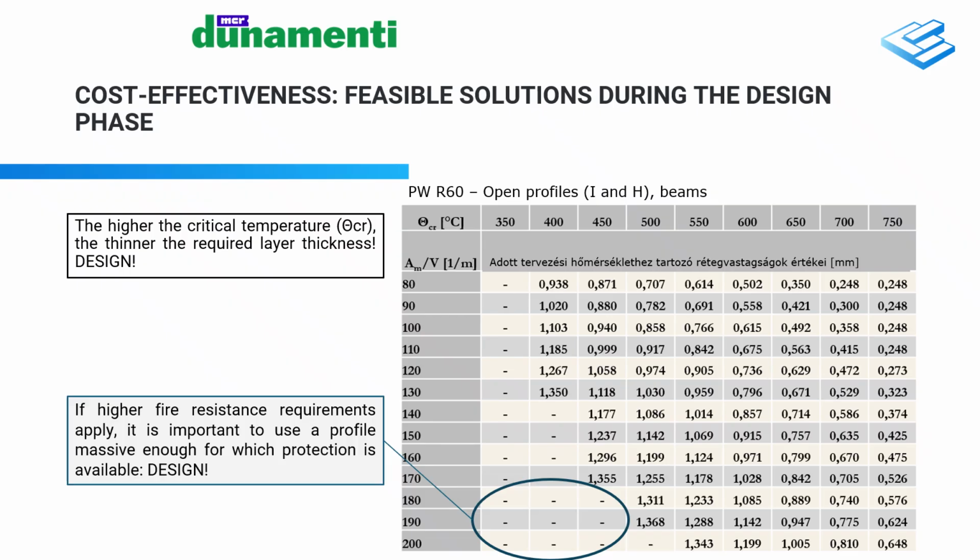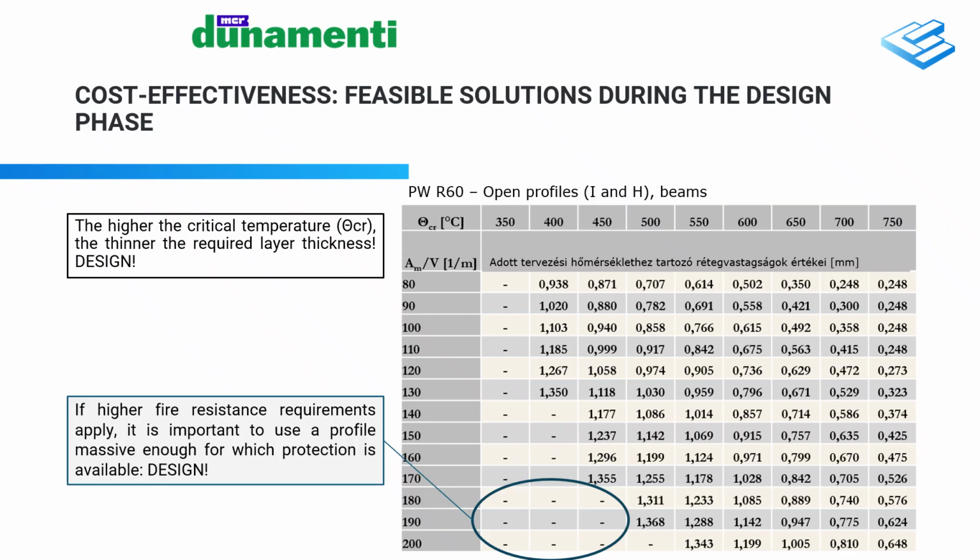Another trend, which I mentioned earlier, but which is also clearly illustrated in this table, is the higher the critical temperature to which the structure can heat up, the thinner the layer of the fire protection paint needed to protect it. Therefore, the structural engineer plays a key role in cost effectiveness, as the critical temperature has a significant impact on the fire protection costs.